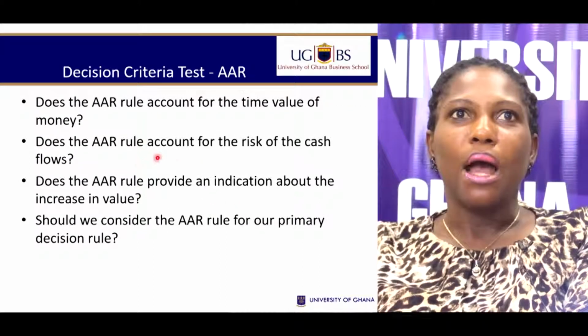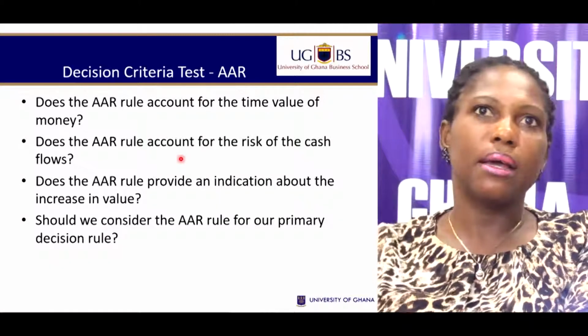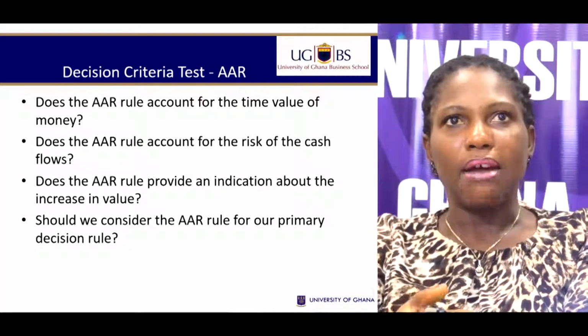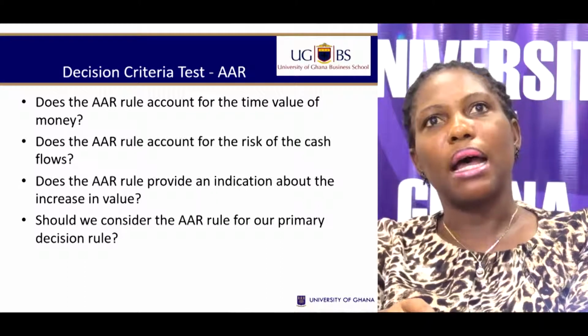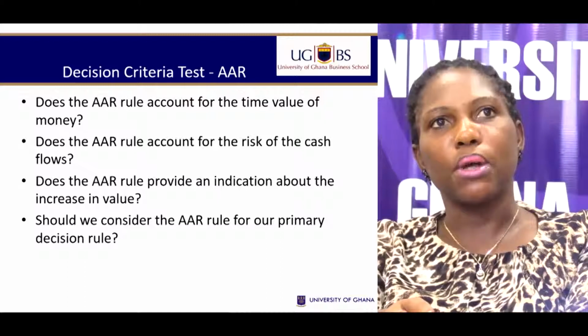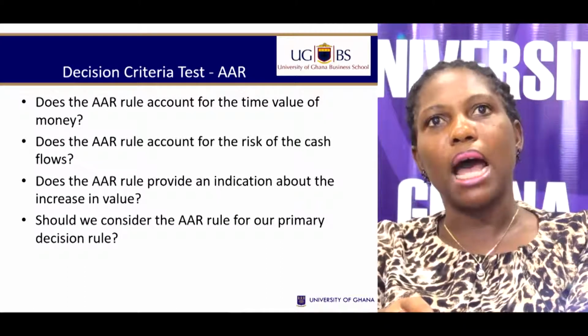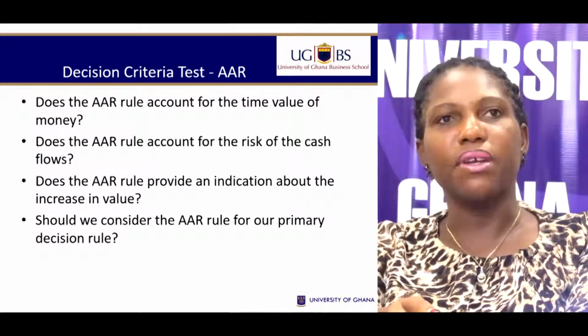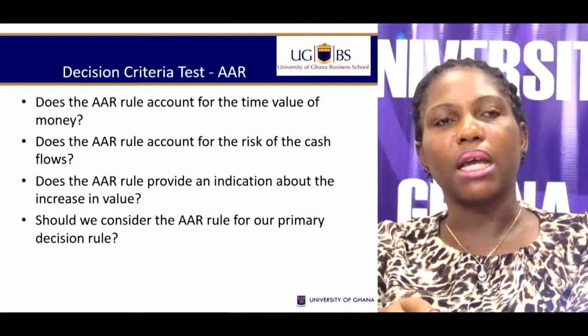Now, how do we test the decision criteria on the average accounting rate of return? To be able to determine whether it is the best, you normally may want to ask yourself a few questions. Does the rule account for the time value of money? Obviously, it does not. Does it account for the risk of the cash flows?